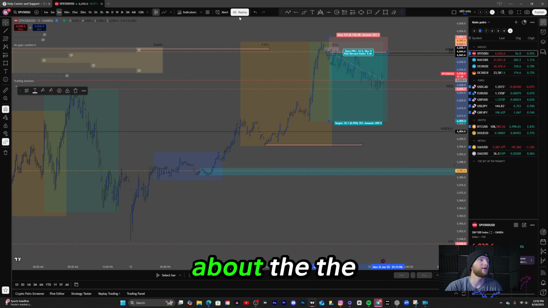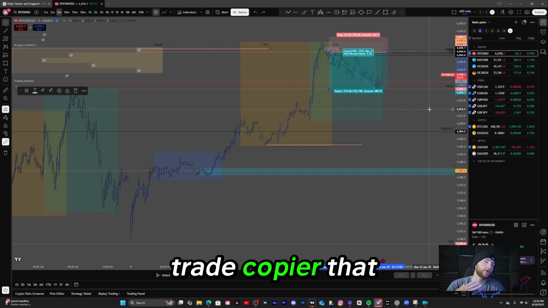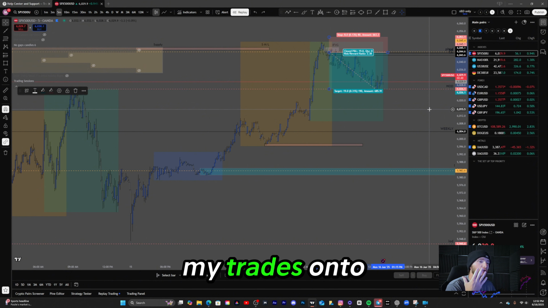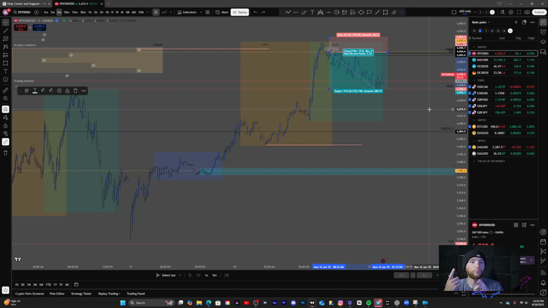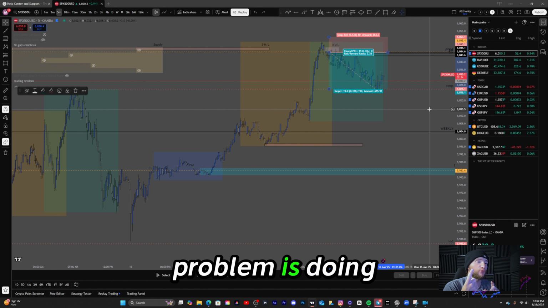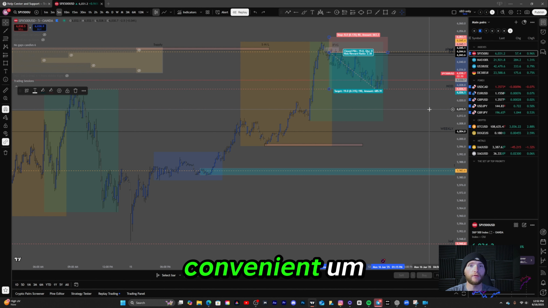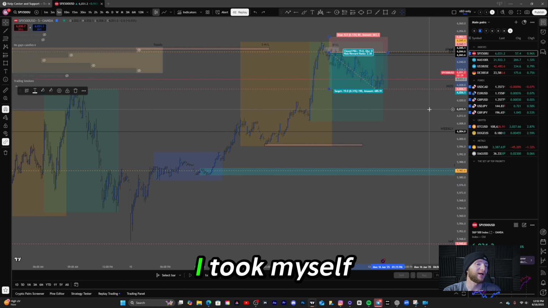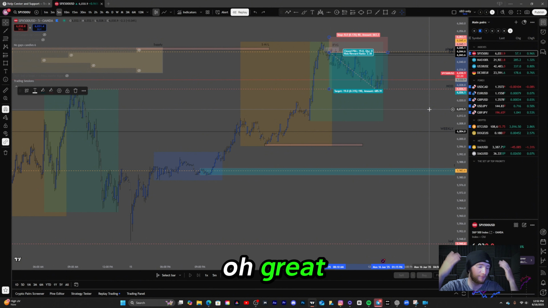Now let's talk about the funny little mishap. For one, I have a trade copier that copies all of my trades onto multiple accounts. I have 5 accounts. One of them's down because that prop firm is doing maintenance work. Convenient. I took myself out of the main trade because I was trying to take a partial on MetaTrader, and I just closed the trade. I was like, oh great.